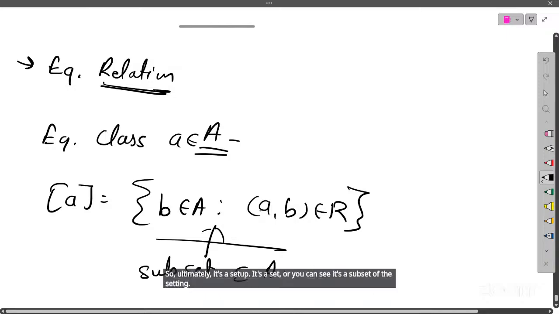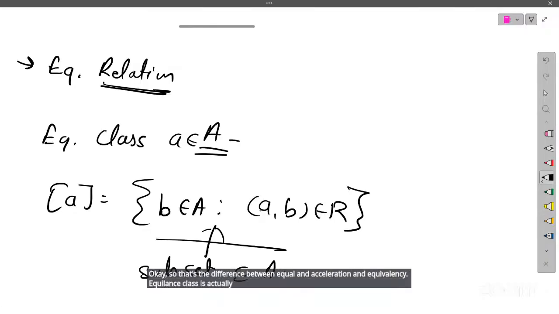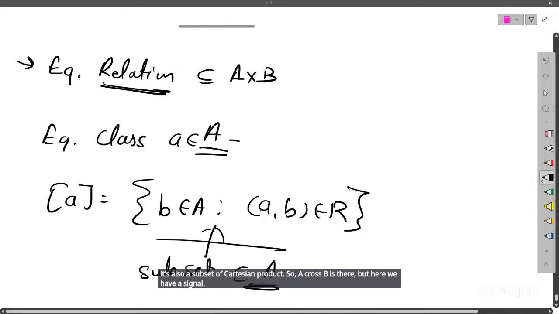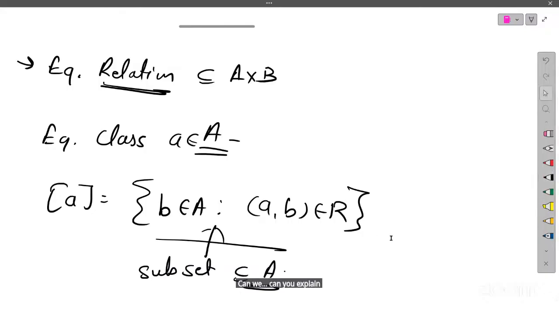Okay, so that's the difference between equivalence relation and equivalence class. Equivalence class is actually a subset, and equivalence relation is a relation. It's also a subset of the Cartesian product. So A cross B is there, but here we have a single set. Can you explain with an example?